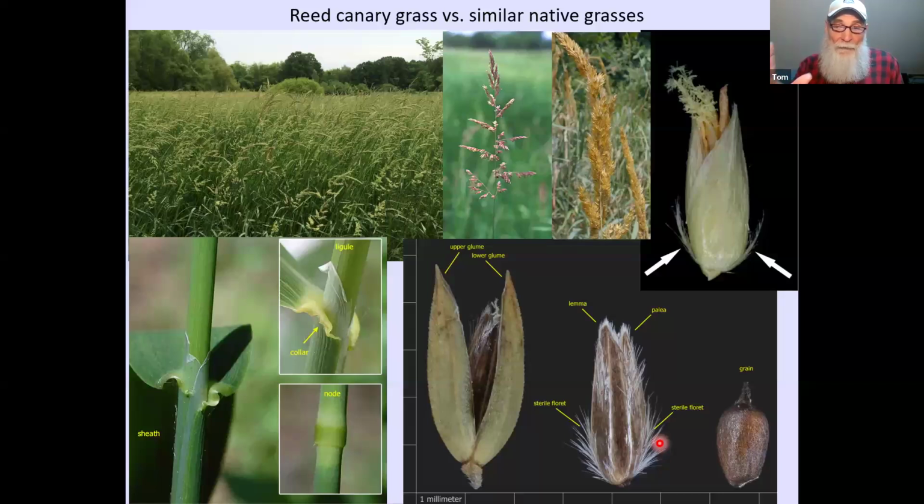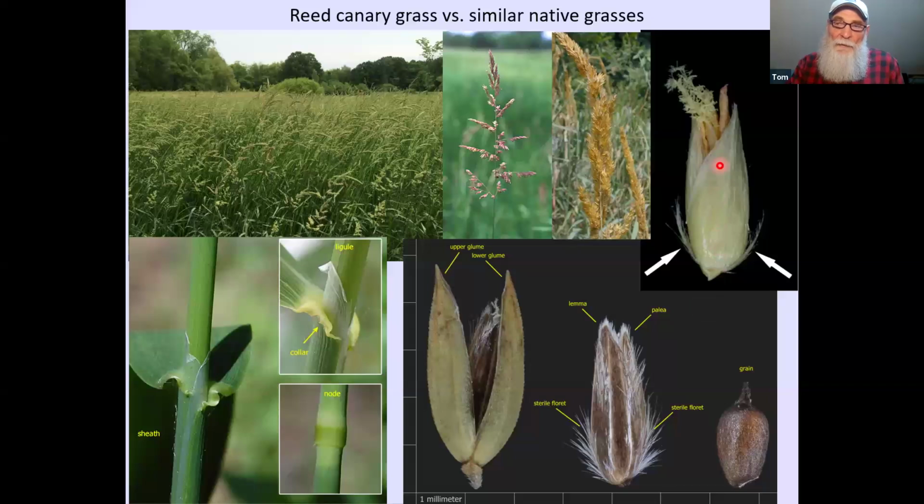Remember, there's a lemma for each flower. This is the mature and robust lemma right here for a flower, the lemma here and the palea here that enclose a fully functional bisexual flower. We can't see it because it's in between these two things, but it's these two sterile florets that really set Phalaris off from all other grasses.